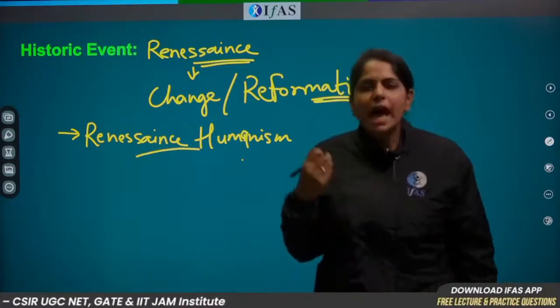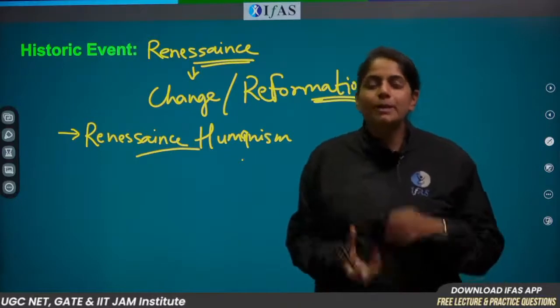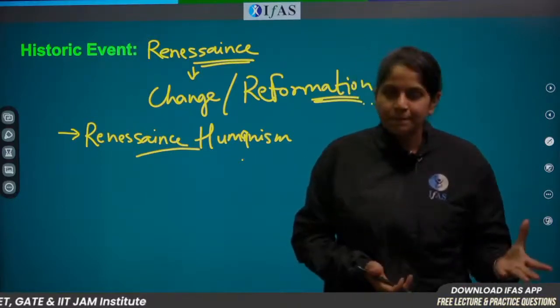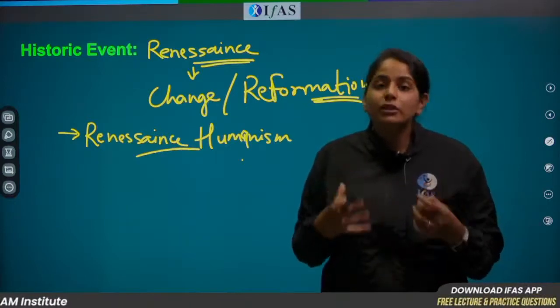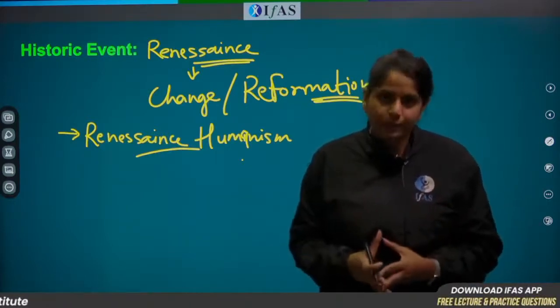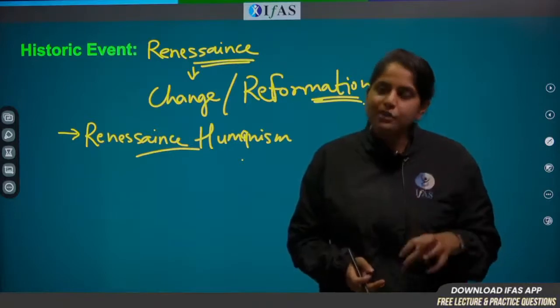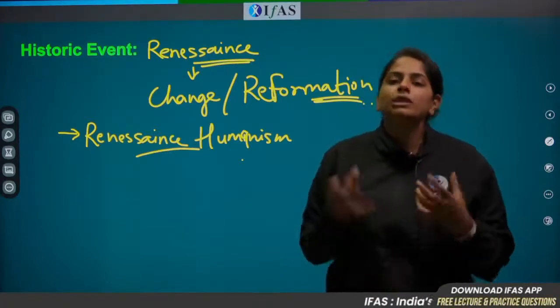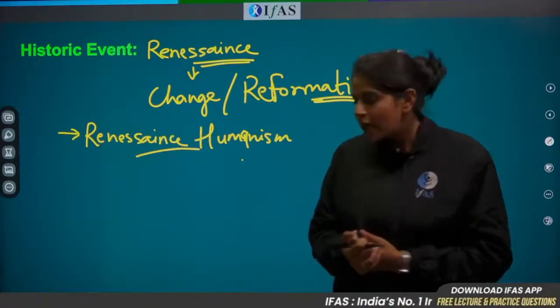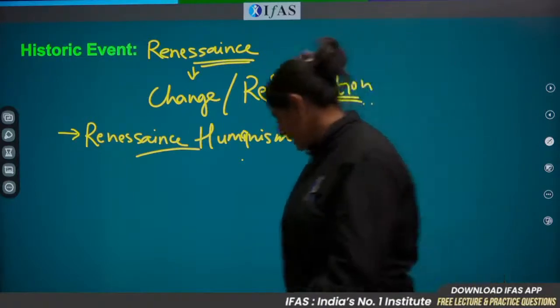So earlier people actually knew that humanism is there, but they actually did not know what this kind of behavior should be called. Okay, so in the Renaissance period, that term was developed, that name was given to this kind of behavior. Okay, so this was another important thing.